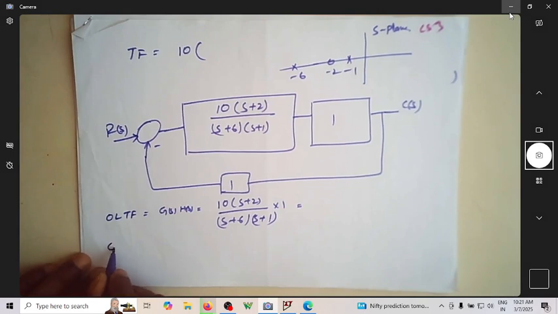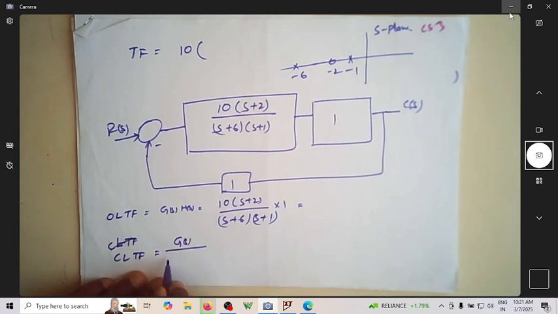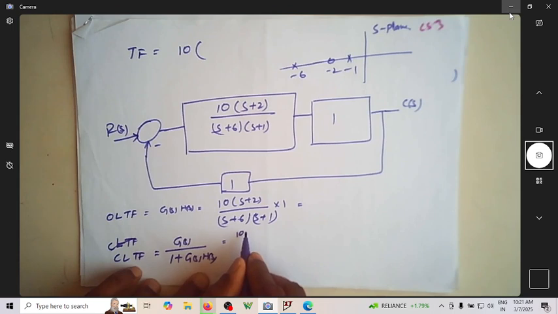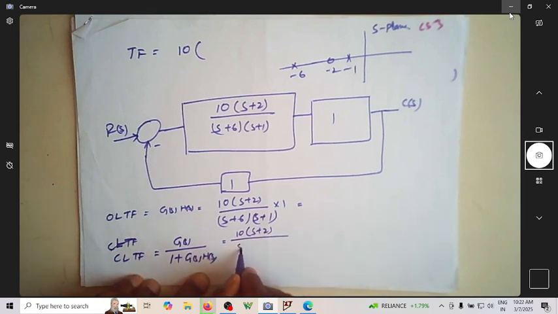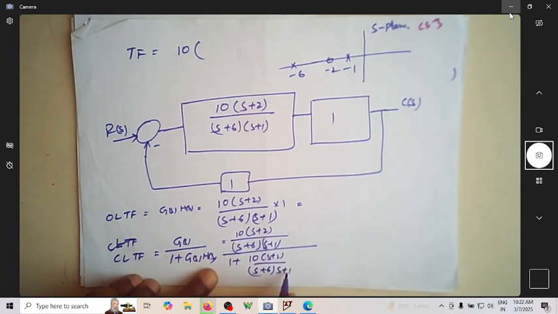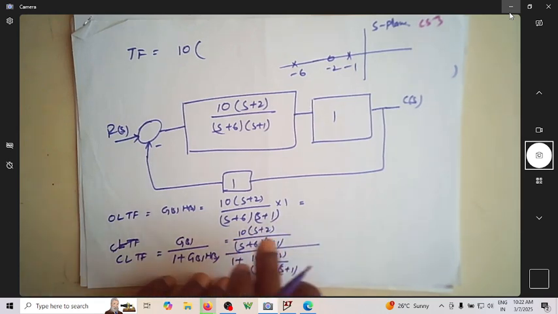So what is the closed loop transfer function? The closed loop transfer function is G(s) by 1 plus G(s) into H(s), because I am doing a negative feedback. So what will happen to this? This will become 10 into (s plus 2) divided by (s plus 6) into (s plus 1), whole divided by 1 plus again 10 into (s plus 2) by (s plus 6) into (s plus 1). Maybe from now onwards, let us not write this repeatedly.